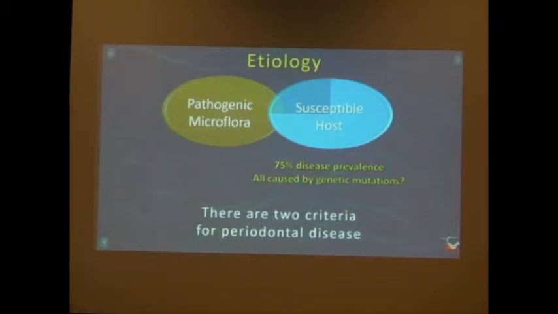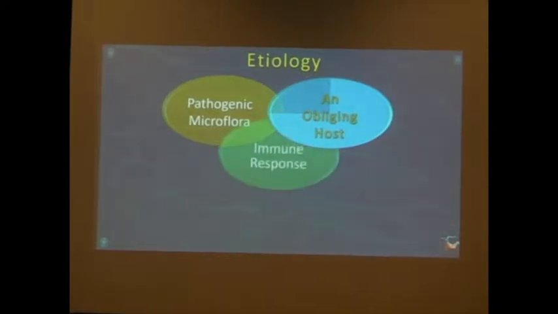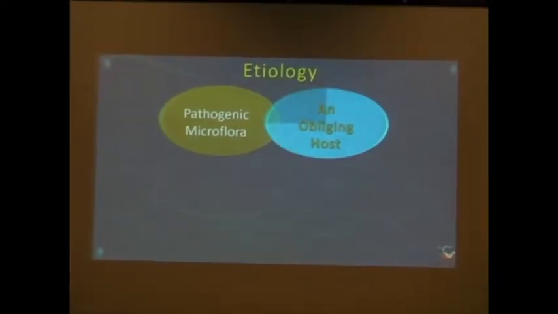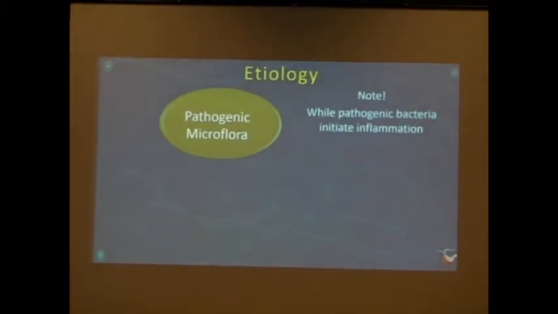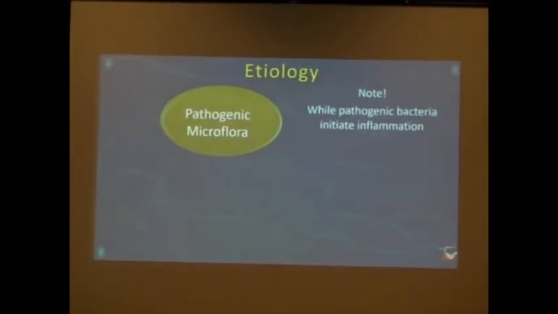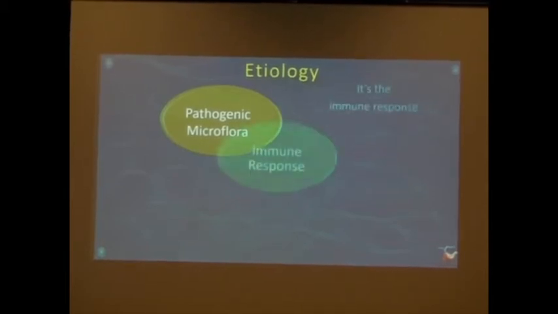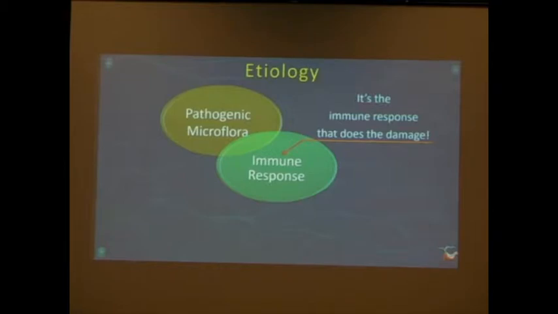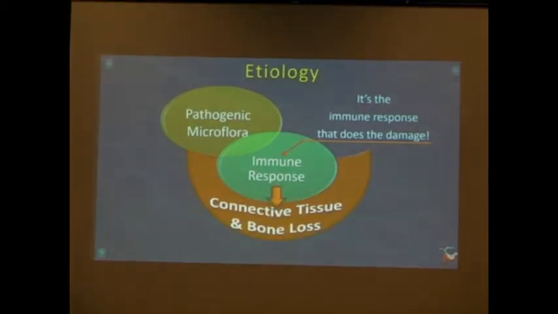What we do have, though, is what I like to call an obliging host. And by that, I mean somebody who lets these bacteria grow in their mouth. And so the combination of having the bacteria and letting them grow and forming mature biofilms in the mouth triggers an inflammatory response, and it is the inflammatory response that damages the tissue, not the bacteria directly. The pathogens in and of themselves do relatively little damage to the periodontia. So it's the immune response that does the damage, and that leads to the connective and bone tissue loss.